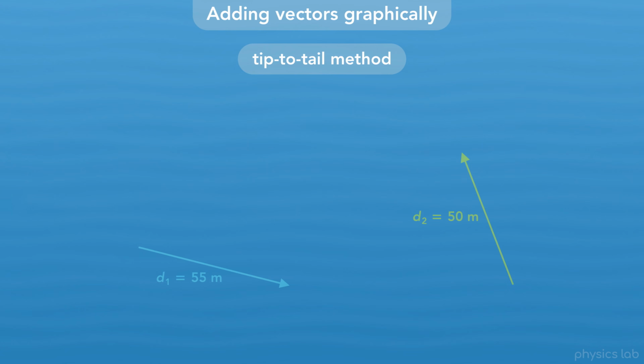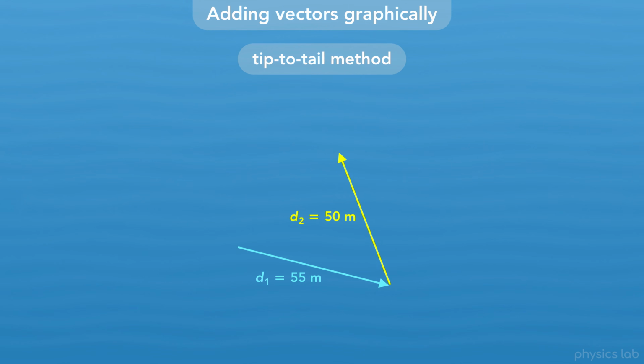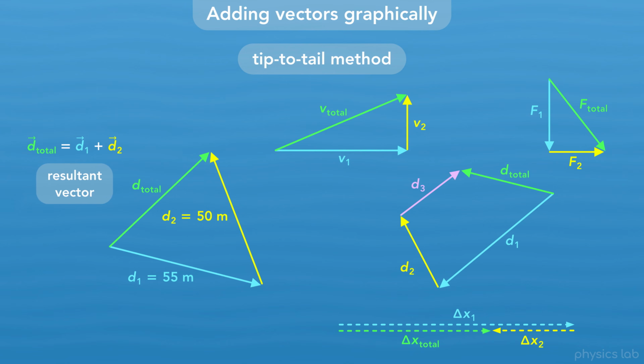If we want to add vectors graphically, we use the tip-to-tail method. We draw the first vector, and then we start the next vector at the tip of the previous vector. Then the resultant vector starts at the beginning of the first vector and ends at the end of the last vector. This works for any type of vectors, and we can add as many as we want.